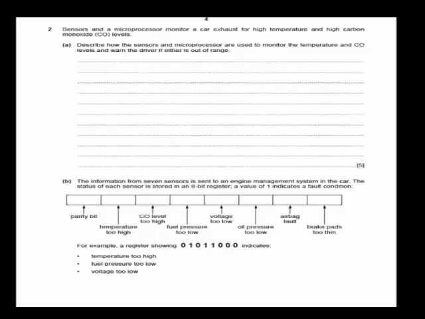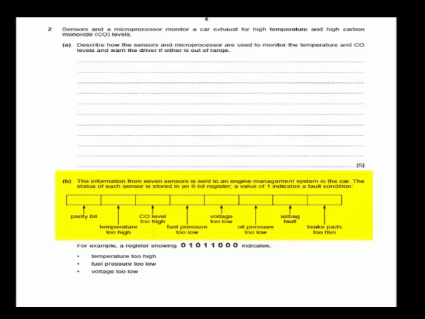Now the question is: a sensor and a microprocessor monitor a car exhaust for high temperature and high carbon monoxide CO levels. The information from 7 sensors is sent to an engine management system in the car. The status of each sensor is stored in an 8-bit register. A value of 1 indicates a fault condition.